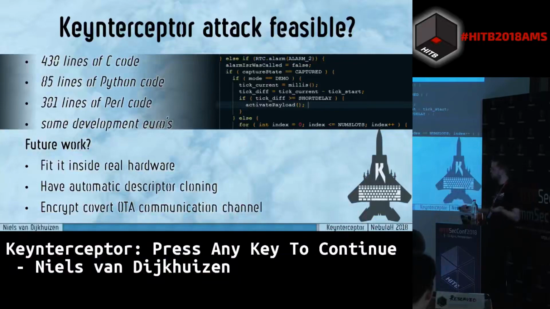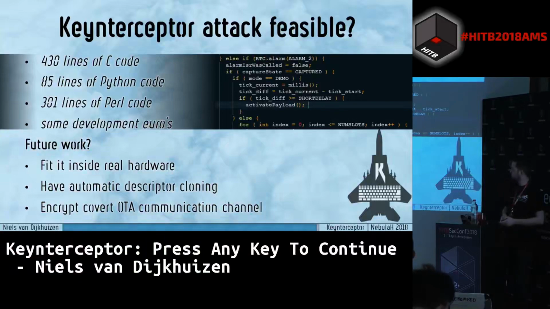Automatic descriptor cloning will be doable as well, even maybe with an FPGA. And the encryption of the covert over-the-air communications is also quite easy. So I think it's very feasible, and we should be thinking of ways to mitigate. And I think the operating systems having some form of multi-factor, that would be a good starting point, I guess.